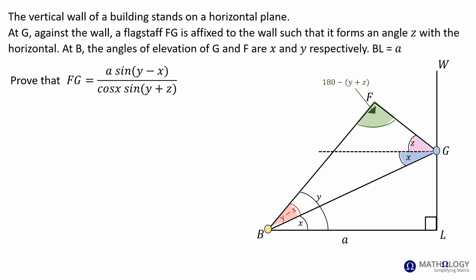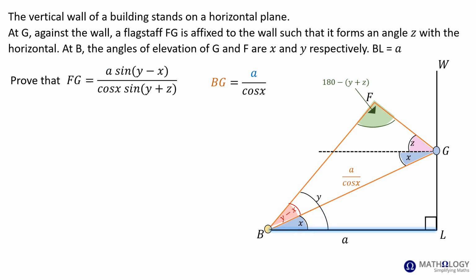The problem includes the side BL, which equals A units in length. We will therefore start in triangle BGL. Since this triangle is right-angled, we will use a trigonometric ratio to relate the angle X to the side A and side BG. A over BG equals cos X, which means that BG equals A over cos X.